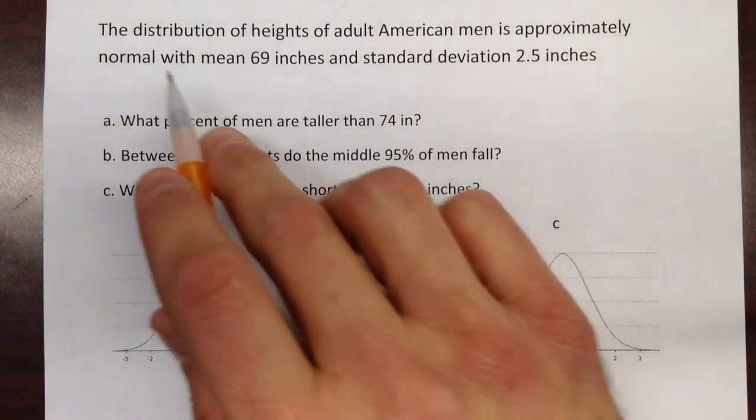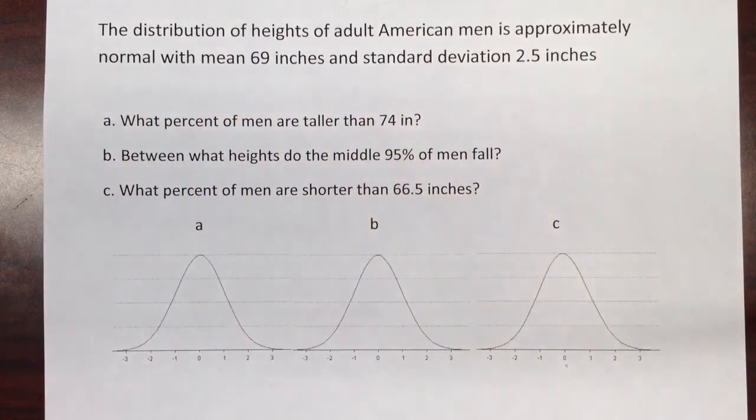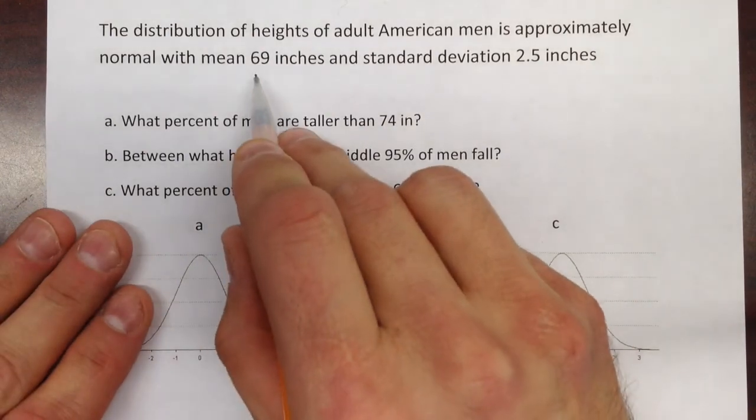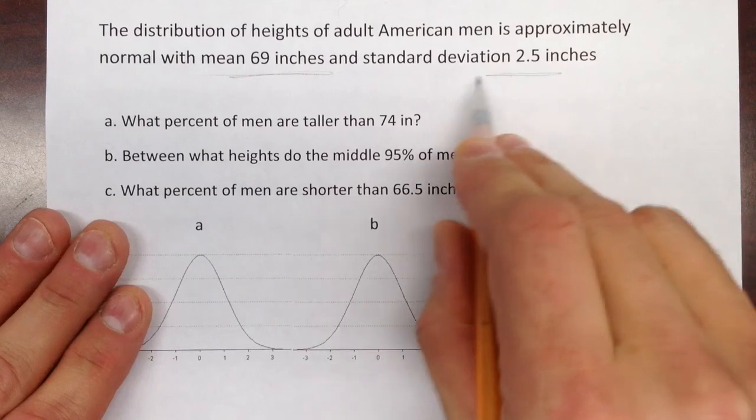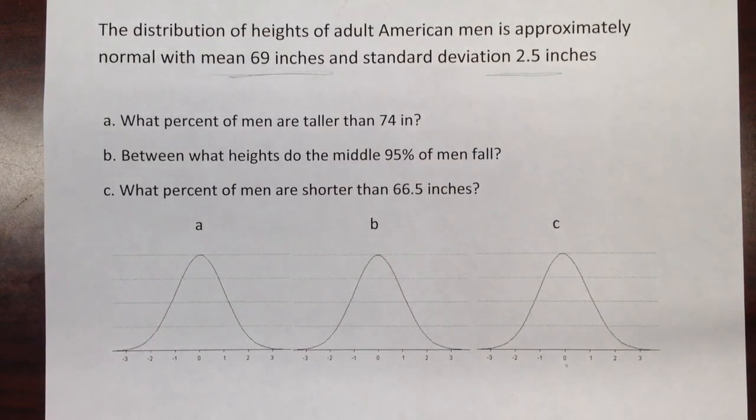So the first question is essentially, here's the information we're given. It says the distribution of heights of adult American men is approximately normal with a mean of 69 inches and a standard deviation of 2.5 inches. It's not always going to give you this information, as you might have noticed from the other video, the one right next to it that's called empirical rule examples, or how to using the empirical rule. It's to the left of this one, but this one is a little easier actually than that one. It starts off more basic.